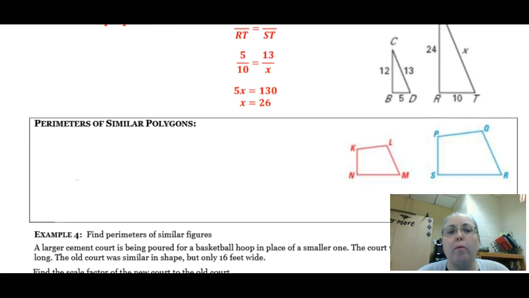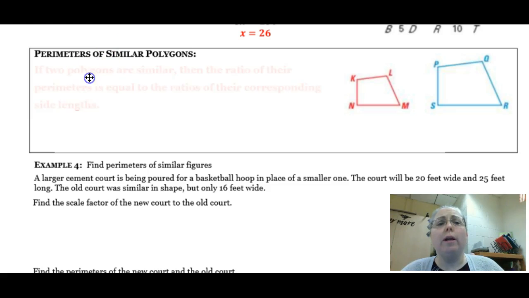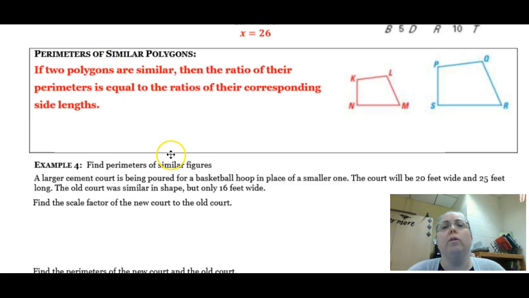Now, what's special about perimeters of similar polygons is that your perimeters are going to maintain the same scale factor. So if you know that your two polygons are similar, then that means that their perimeters are going to be similar with the same ratio.